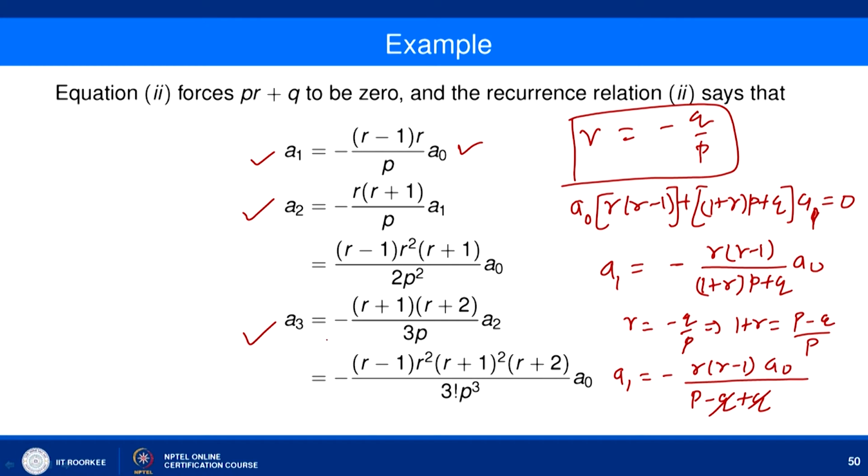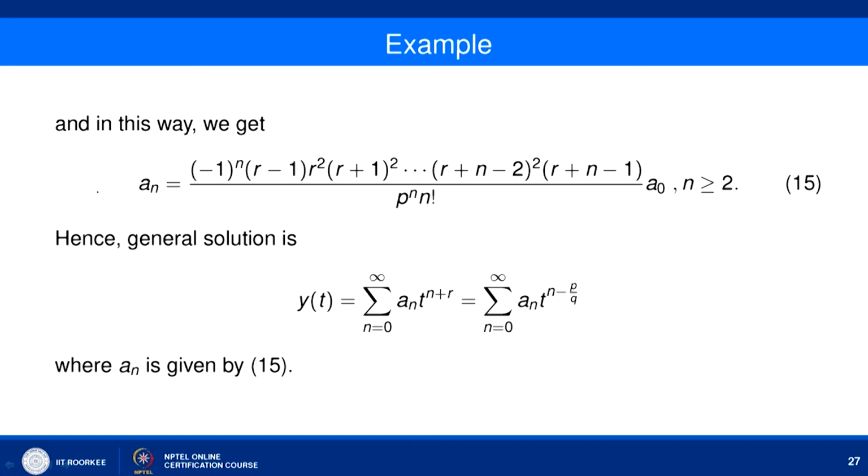So, we can calculate all the coefficients using recurrence relation 2 here, and we can say that our solution is calculated like this: a n is equal to minus 1 to power n r minus 1 r square r plus 1 whole and so on, and p to power n factorial n, that is n is greater than or equal to 1 here. So, we can write down our solution as y t as summation n equal to 0 to infinity a n t to power n plus r, and r is given as minus p by q.